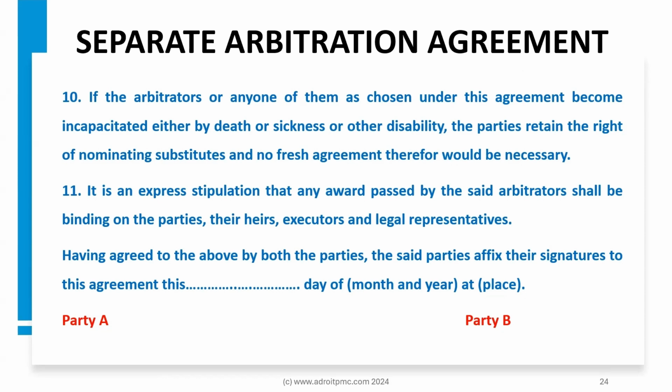And the mandatory provision, that is the award rendered by the arbitrator, is binding on the parties, their legal heirs, executors, and legal representatives. Of course, whatever the award being rendered by the arbitrator, it is legally binding and enforceable by law. So here the parties have mutually agreed, and they will include their signature and the date and place of signature. So this makes the standalone arbitration agreement a valid one.